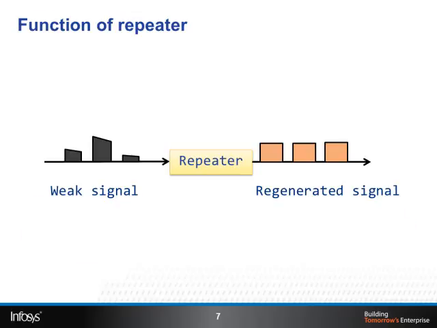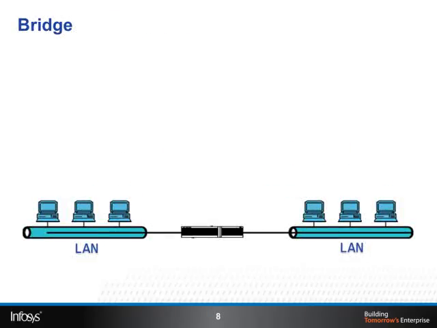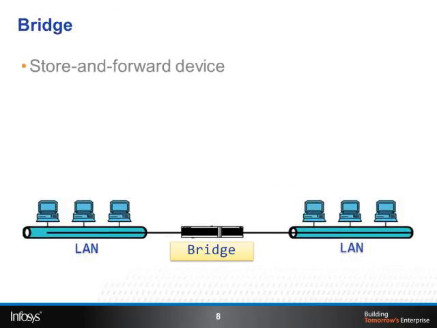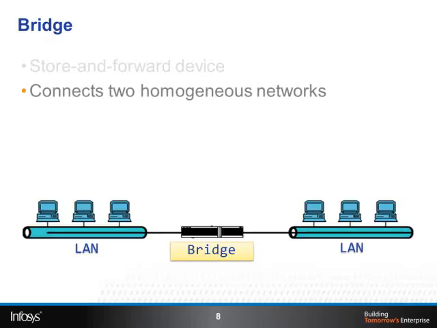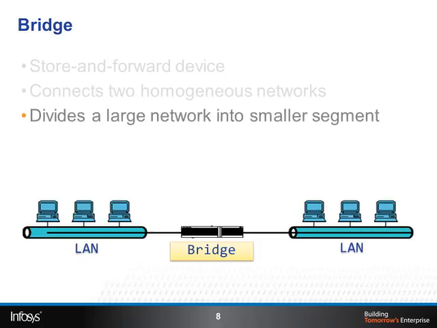Now let us move on to bridges. A bridge is basically a store and forward device that accepts frames and passes them to the next layer. It connects two homogeneous networks like two LANs, etc. A bridge divides a large network into smaller segments. For example, when an organization is spread across large distance and maybe over different buildings, then it is cheaper to have separate LANs in each building and connect them with bridges.